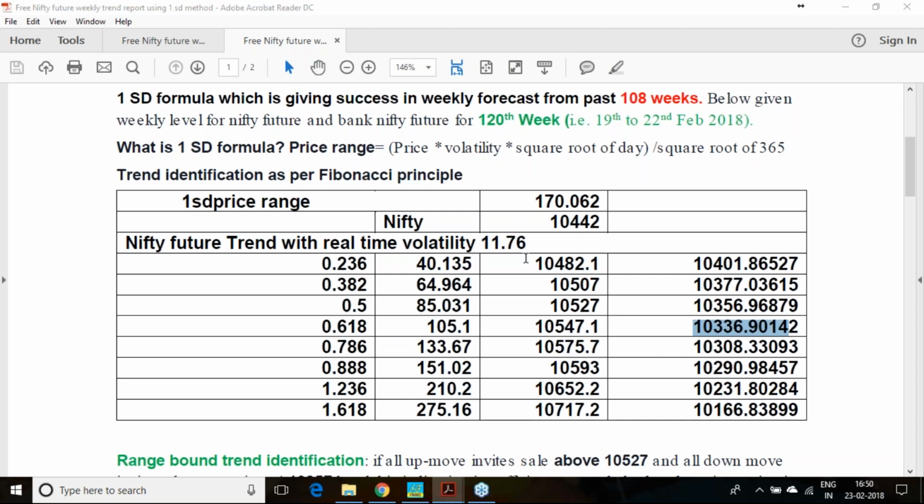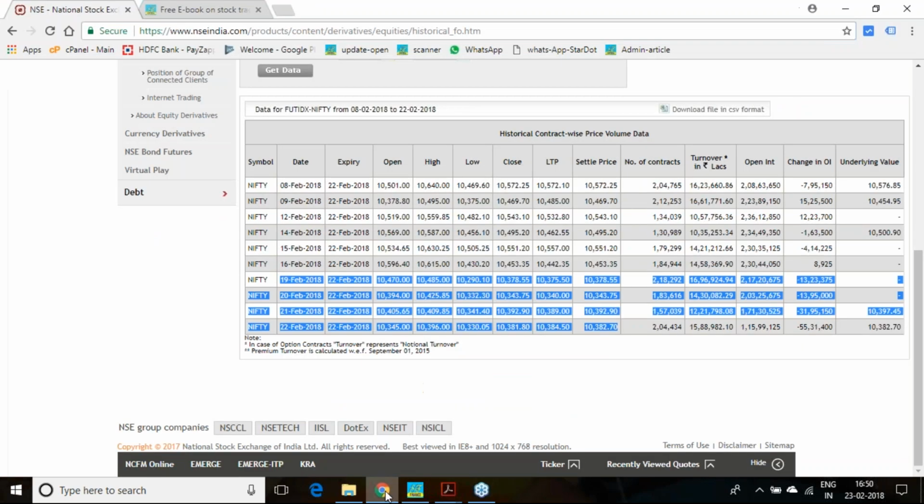Volatility was pretty big at that time, and it was giving a trend breakout at 10,482 level above for uptrend and 10,402 below for downtrend. In fact, on Monday the 19th Feb it opened at 10,470, and then 485 in a very short time of 1 or 2 minutes, but it came back. After that it fell down.